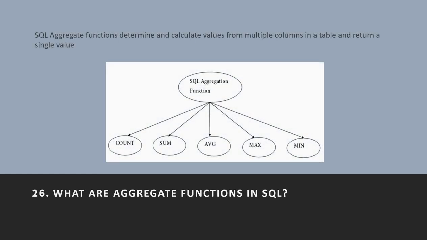What are the aggregate functions in SQL? SQL aggregate functions determine and calculate values from multiple columns in a table and return a single value. The aggregate functions are COUNT, SUM, AVG, which stands for average, MAX, maximum, and MIN, or minimum.